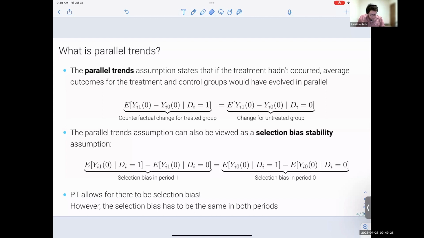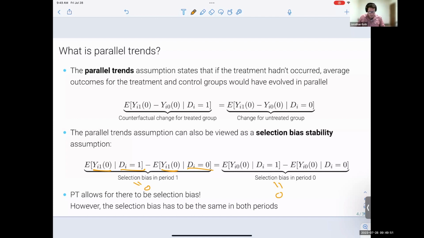So basically, E of Y0 given that you're treated, if I randomize, it would be the same as E of Y0 given that you're in control in both periods. So basically, if I randomize, selection bias in period 1 would be 0, and selection bias in period 0 would be 0. So I would get this selection bias stability, and both of the terms would be 0.